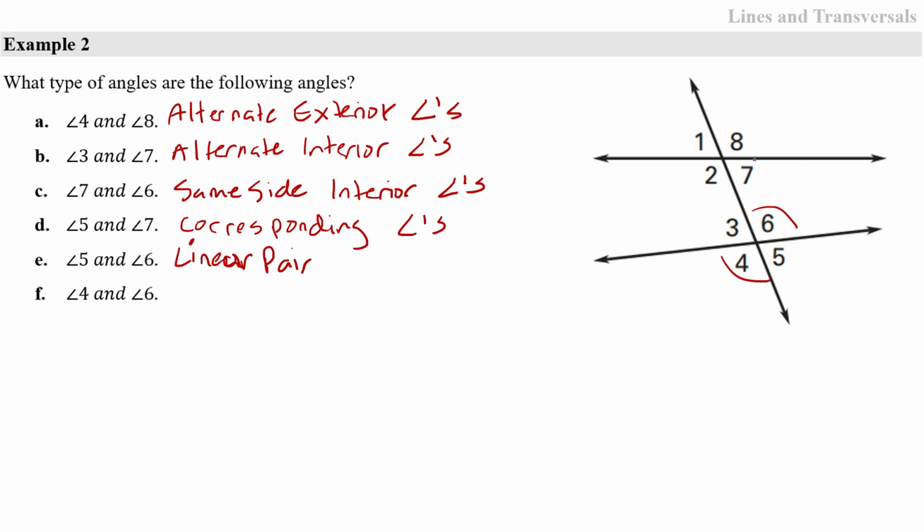And then for F, angle 4 and 6: if I look at angle 4 here and angle 6 over there, those are opposite angles made by two lines that are crossing. When they're opposite from each other like that, we call those vertical angles. And one thing we do know about vertical angles is that they are congruent. Those angles are equal to each other.